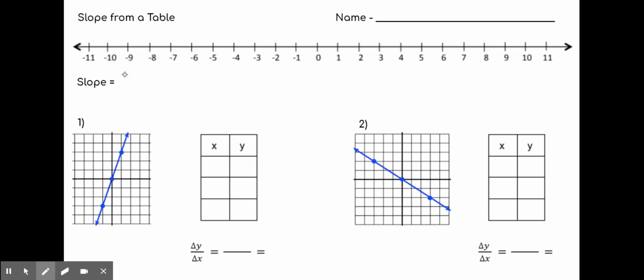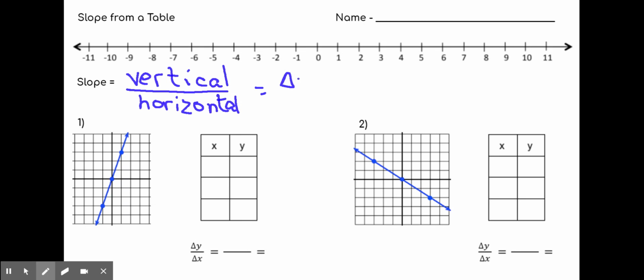We know that the slope of a line is the vertical change, or the ratio of the vertical change over the horizontal change. So we've talked about that. The vertical change over the horizontal change is the slope. And then we introduced the ratio delta y over delta x. Delta means change, so this is change in y over change in x.